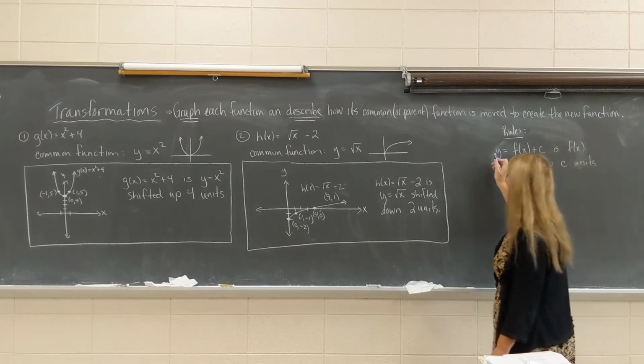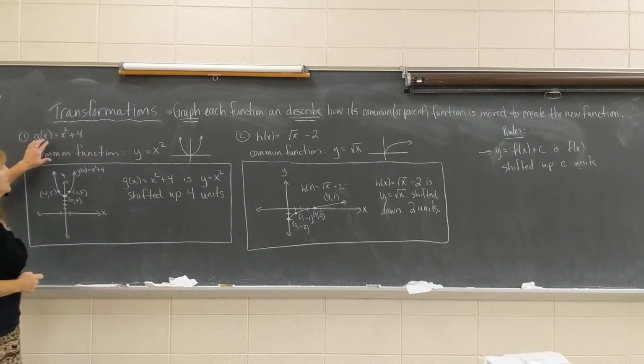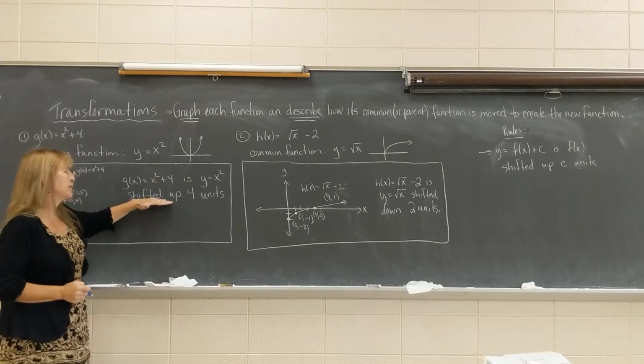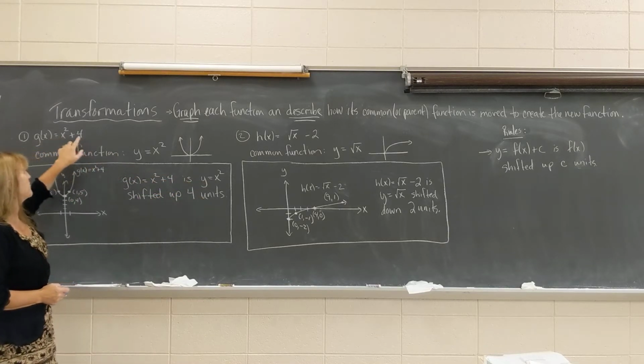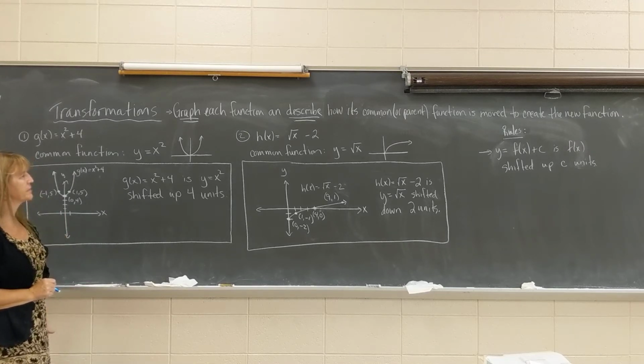And I want that to kind of look like this first example over here. So I have y equals my common function f of x plus 4. And that means that it is the common function, y equals x squared, shifted up 4 units. And the 4 is my c value in that statement. C is representing a constant.